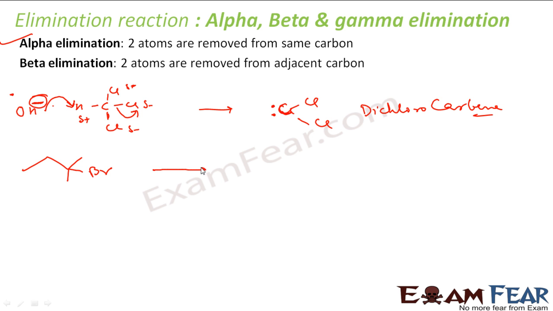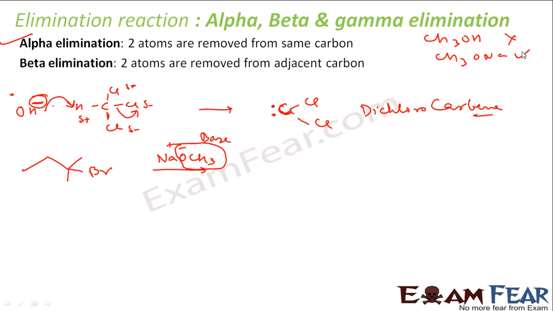So in this, I'll use again a base. I'll use NaOCH3. This is nothing but my CH3O minus and Na plus, right? So this is my base. Please note, I'm not using CH3OH here. I'm using CH3ONa. Why? Because CH3ONa is nothing but CH3O minus and Na plus. This is a good base. CH3OH is a very weak base actually. So we'll talk more about these strong and weak bases later.